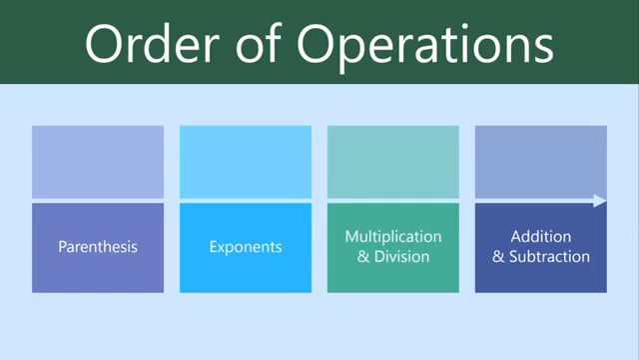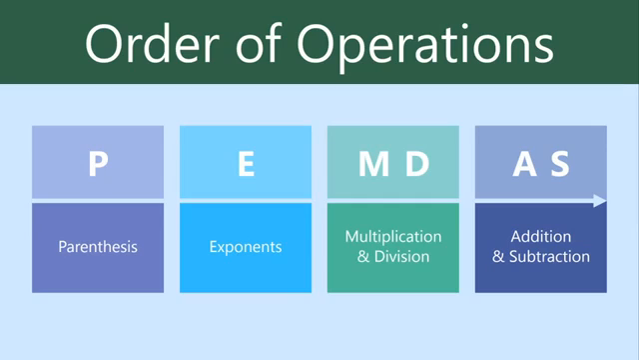The very first thing that you calculate are the items in parentheses. Then, if you have any exponents, you'll calculate those. Next is multiplication and division. And finally, addition and subtraction.